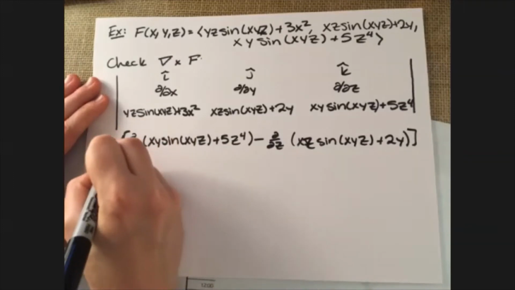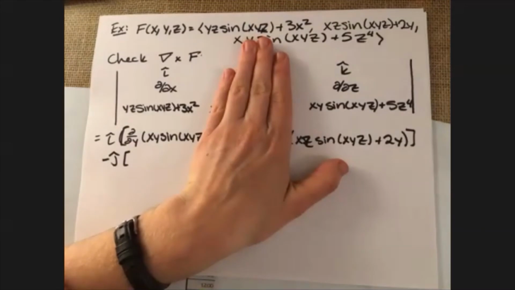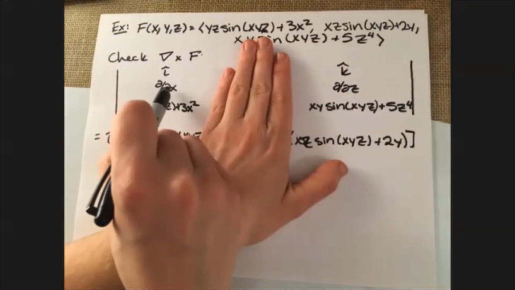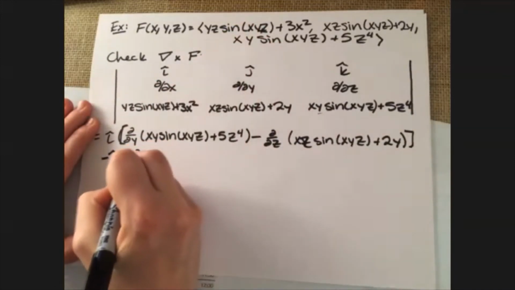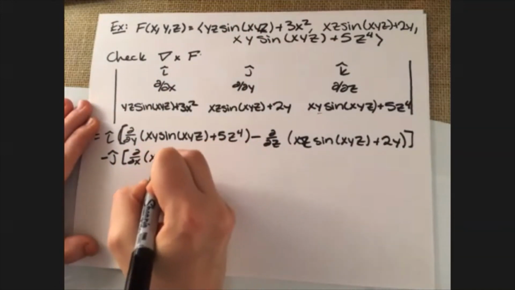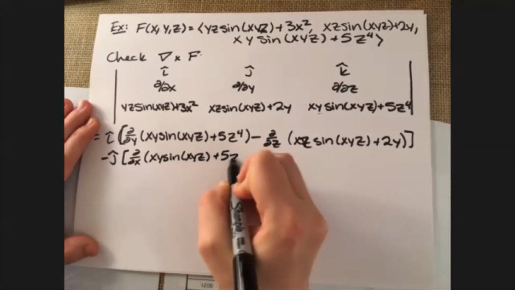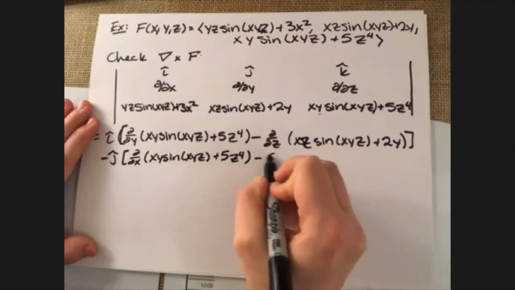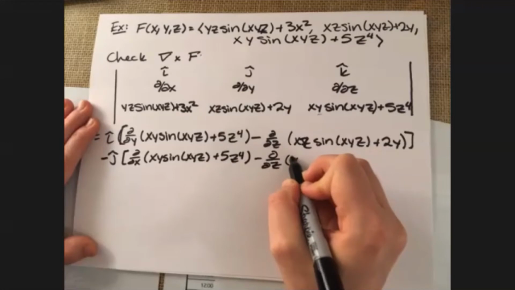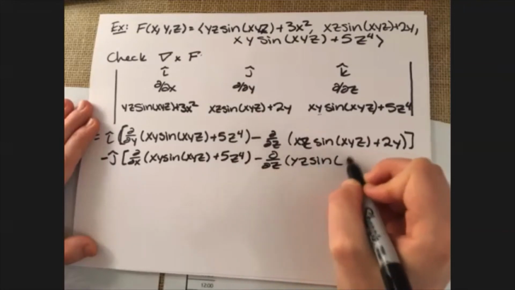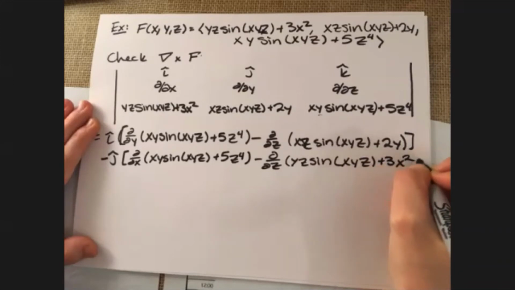So, and then this is going to be minus j hat times, and then same idea here. I'm blocking out this column, and we're going to look at partial with respect to x of this guy down here. So partial with respect to x of xy sine of xyz plus 5z to the 4th, minus partial with respect to z of yz sine of xyz plus 3x squared.